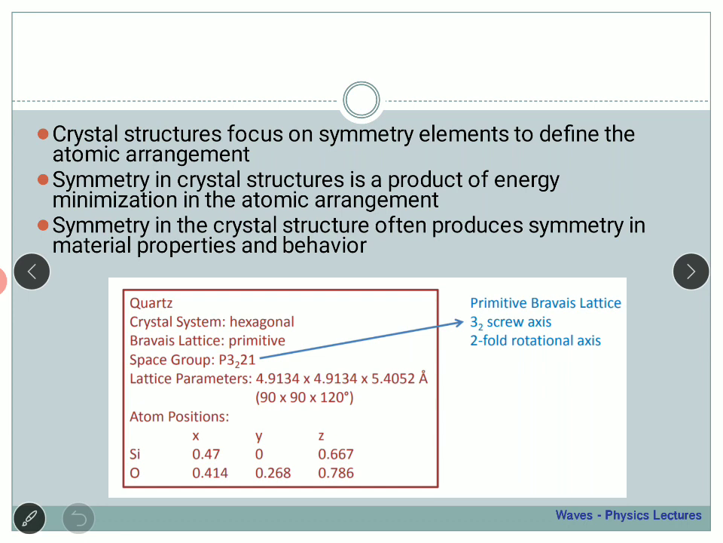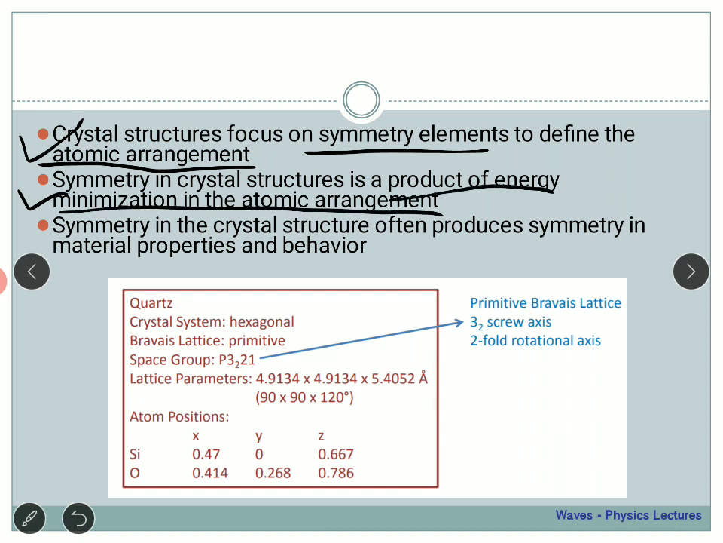Next, we are going to go into a bit more technical terms. I think you've already heard about Bravais lattice and all. The crystal structure focuses on the symmetry elements to define the atomic arrangement. These atomic arrangements are symmetrical in nature, and there are a number of symmetry points that we should know. The symmetry in the crystal structure is basically a product of energy minimization in the atomic arrangement. By energy minimization we mean that whenever you consider a system, it should be in the minimum energy state so that it's stable.